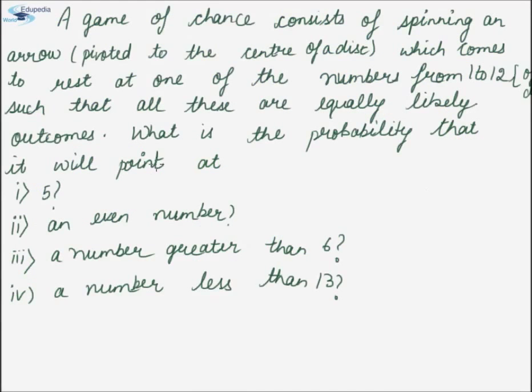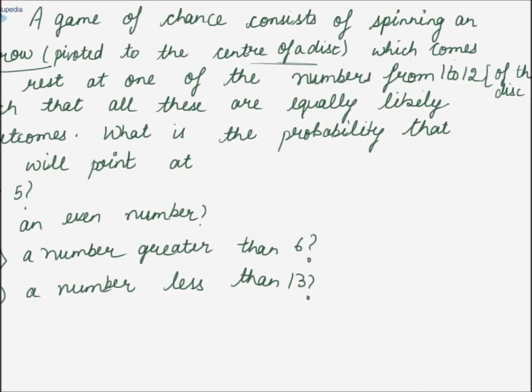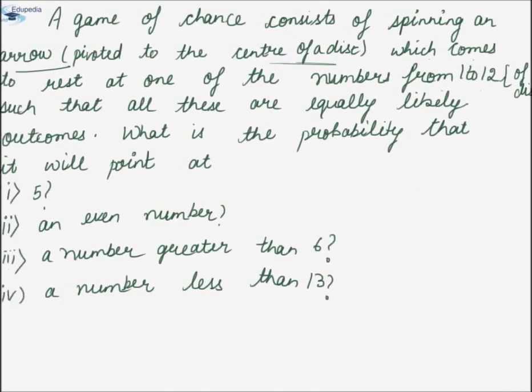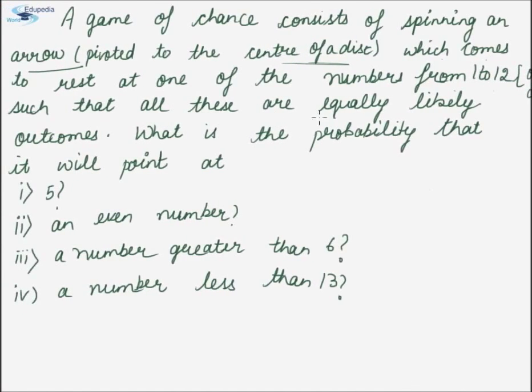So in this question, the statement is, a game of chance consists of spinning an arrow pivoted to the center of a disc, which comes to rest at one of the numbers from 1 to 12 of the disc, such that all these are equally likely outcomes. What is the probability that it will point at?